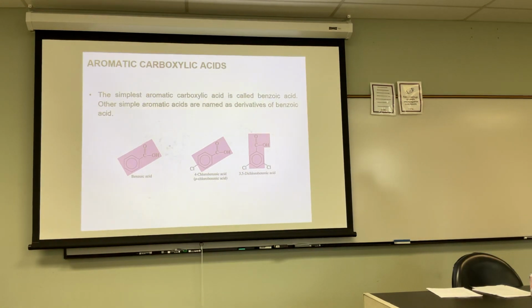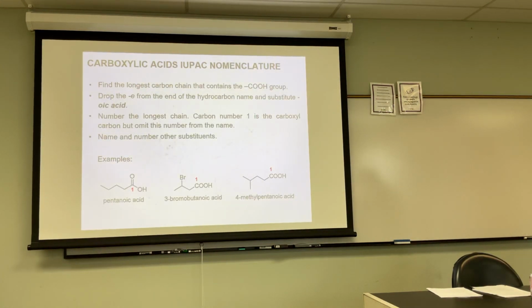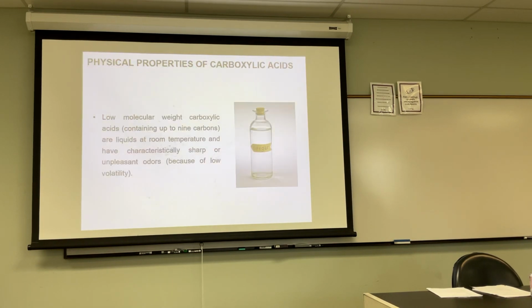For naming of carboxylic acids, we spent a lot of time on naming in the first 2 chapters. After that, the system is the same. The only thing you need to know is what the suffix is: replacing the E of the alkane with OIC space acid. Okay, OIC space acid.